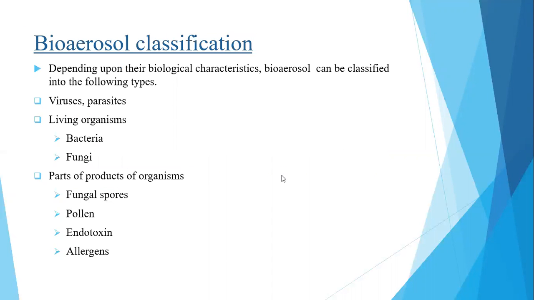Next, we're studying the biological classification. Depending upon their biological characteristics, bioaerosols can be classified into the following types: viruses, parasites, and living organisms such as bacteria and fungi, and parts or products of organisms such as fungal spores, pollens, endotoxins, and allergens.